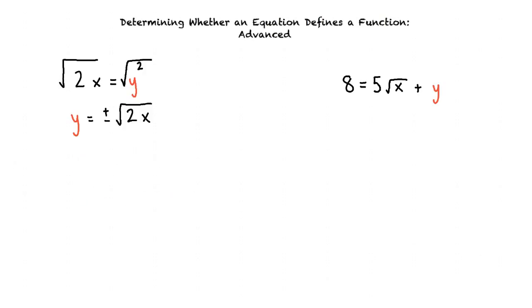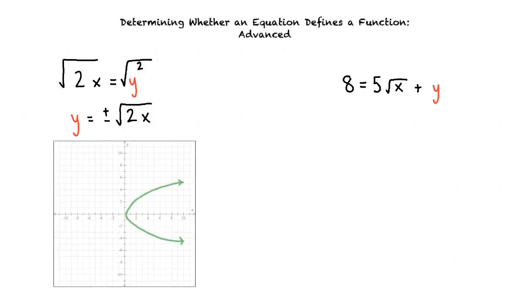To ensure that our equation is not a function, we can now graph our equation and perform the vertical line test. We sketch our graph and draw our vertical line. We can see our vertical line hits the curve at 2 points, which means that our equation is not a function. Now let's take a look at 8 equals 5 square root of x plus y.